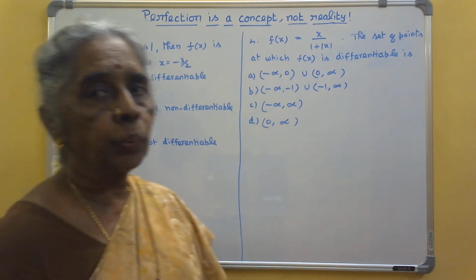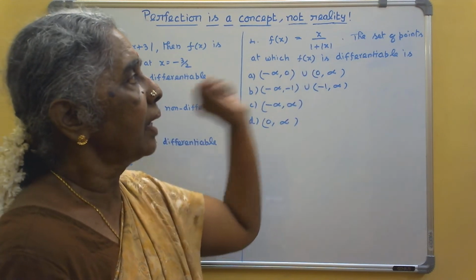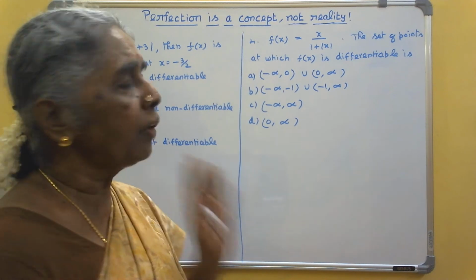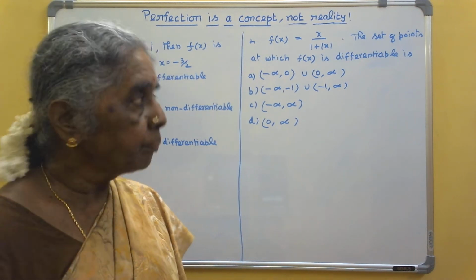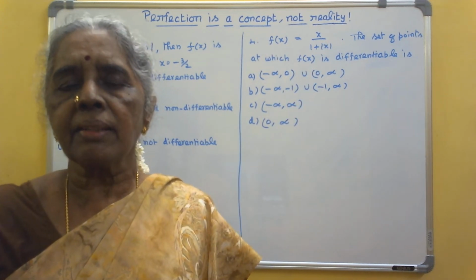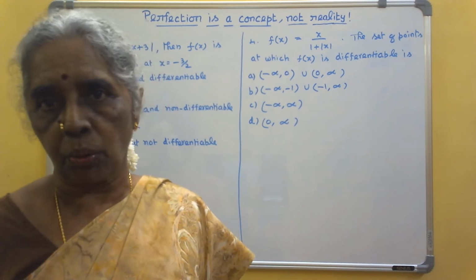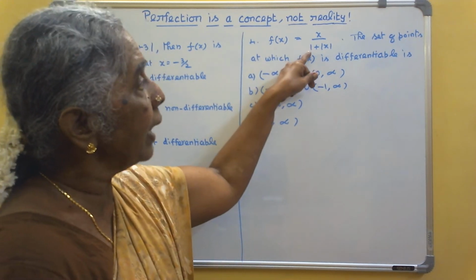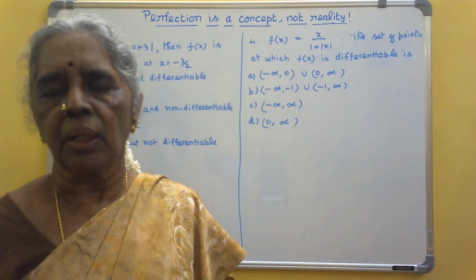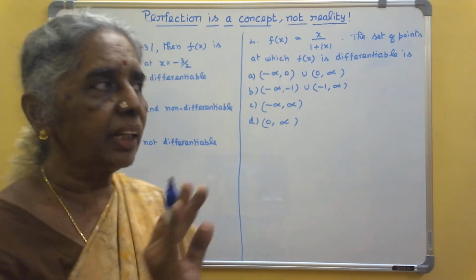Let us move on to the fourth one. f(x) is equal to x/(1 + |x|). The set of points at which f(x) is differentiable is, they have given you the 4 options. Here, if the modulus function is the only one in the denominator, we know it is not differentiable at x = 0. But here it is 1 + |x|, so it is different. It is not just a modulus function. So let me find the left hand derivative as well as the right hand derivative for that.